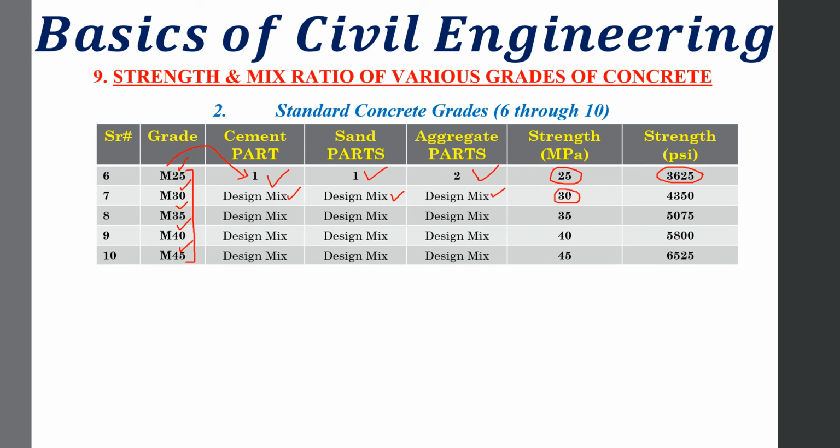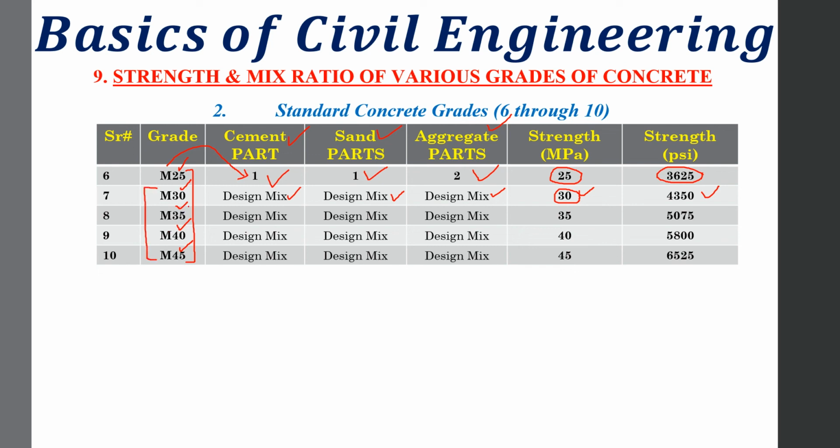It means that you will try out different proportions for cement, sand, and aggregate, and you will get some suitable proportion for which you will get 30 megapascal strength and 4350 psi strength. Then you will design the mix. It means that it is in your hands to decide the proportion of our mix for cement, sand, and aggregate ratios.